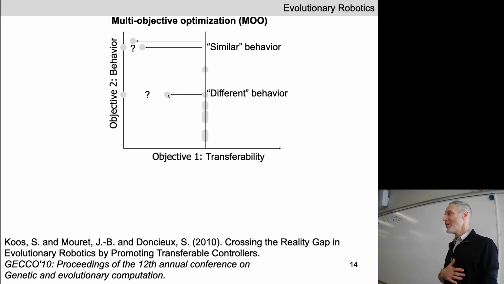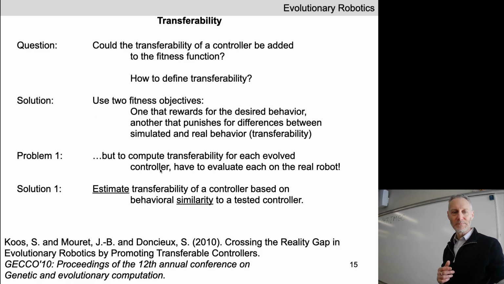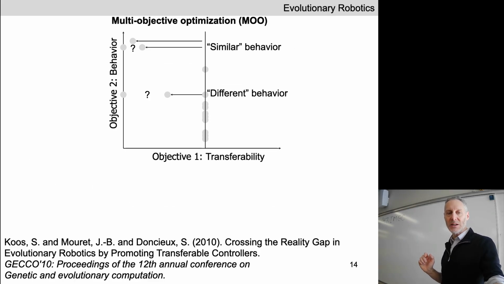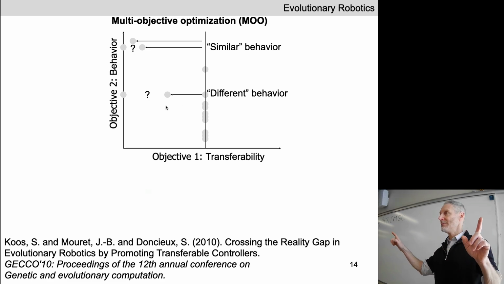It's not really that obvious. It's kind of tricky. Let's see what the investigators did. They are going to estimate the transferability of every controller in the population. As you're going to see in a moment, they're going to take all of these points, which most of these points are controllers that have not yet been sent to reality, and they're going to move them horizontally. They're going to estimate transferability.